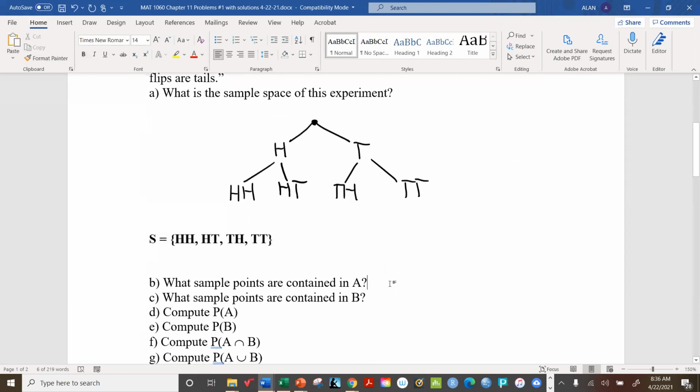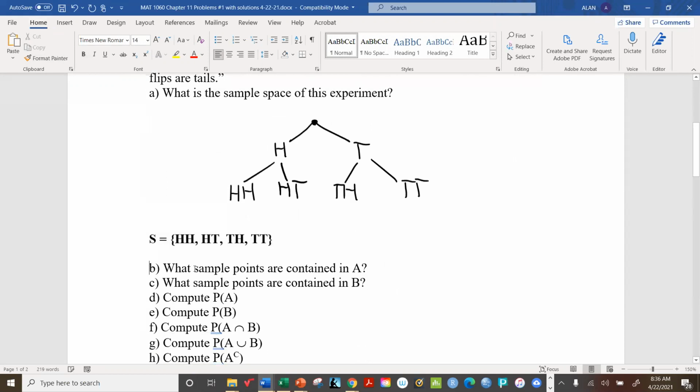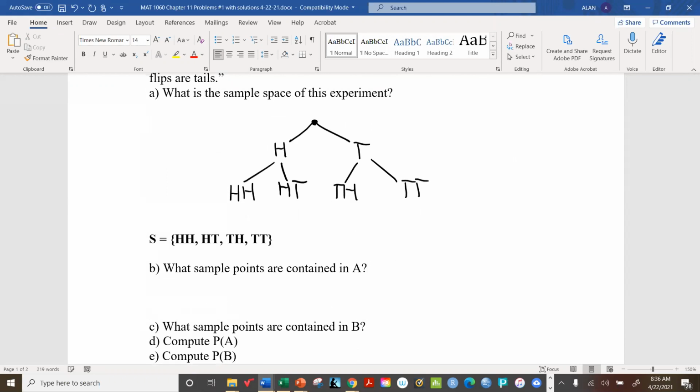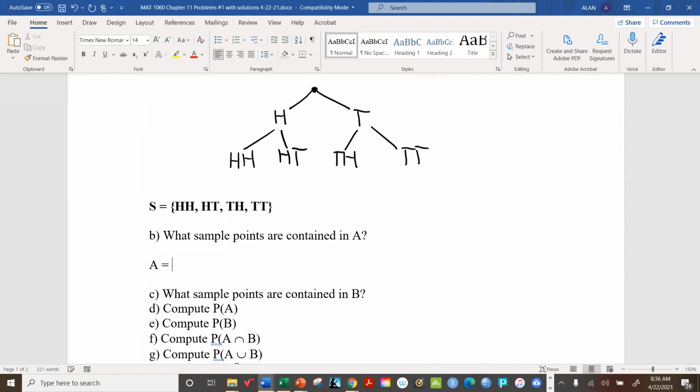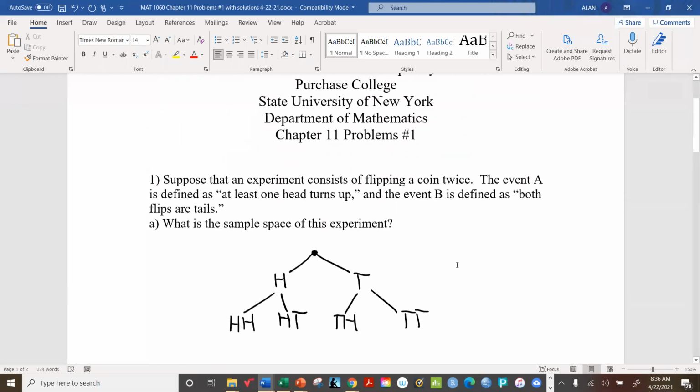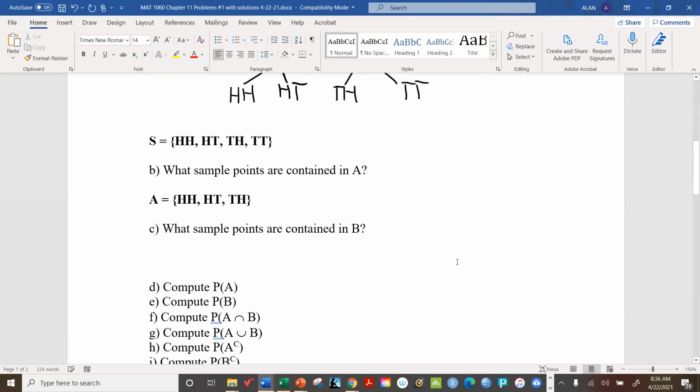All right, now what sample points or elements are contained in A? Now remember, we defined A as at least one head turns up. Now at least one means 1 or 2. So you've got HH, HT, and TH. We're leaving out TT because with TT there aren't any heads. Now B is the event that both flips are tails. So this one only contains a single element, which is TT. All right, so those are pretty straightforward.